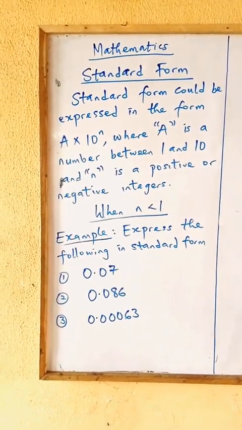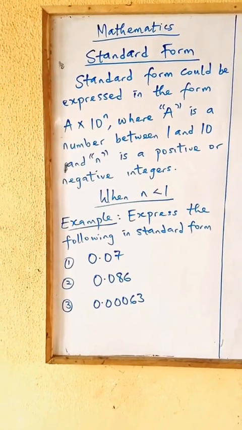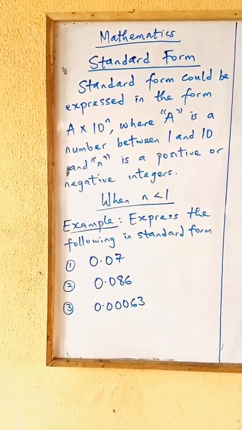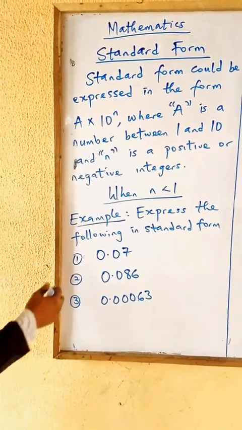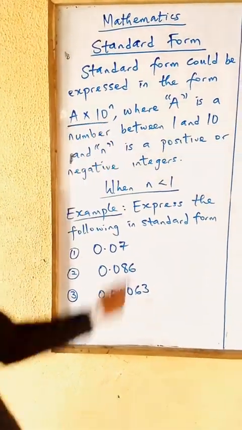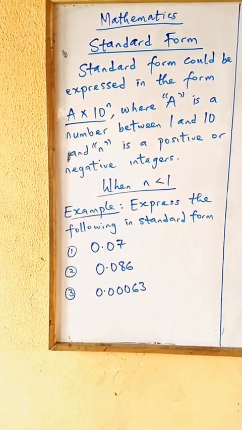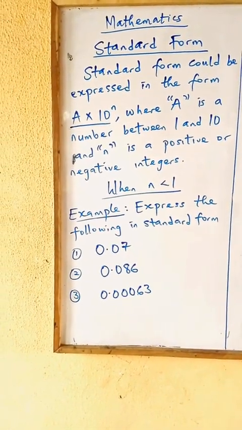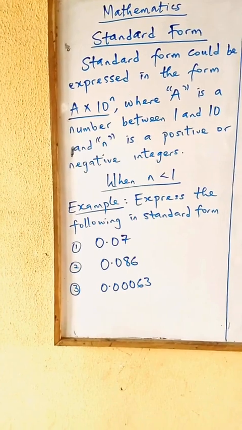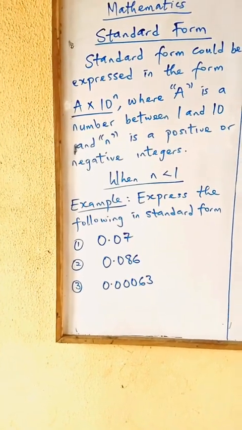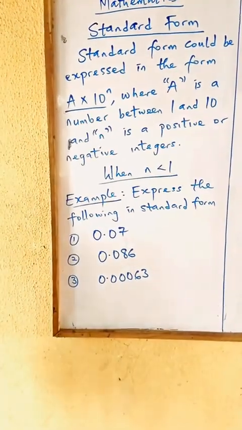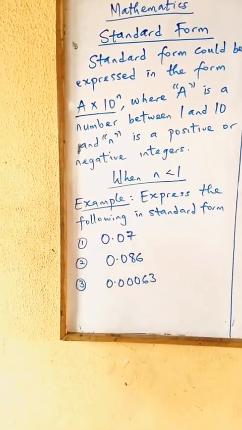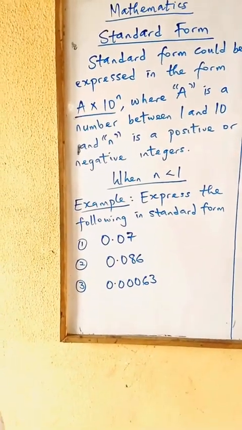Today, we are still going to continue with standard form. I gave you the definition of standard form the other time. It could be expressed in the form a times 10 raised to power n, and this a is between 1 and 10, where n is a positive or negative integer. So today's subtopic will be when n is less than 1. That means when the value of n is not up to 1.